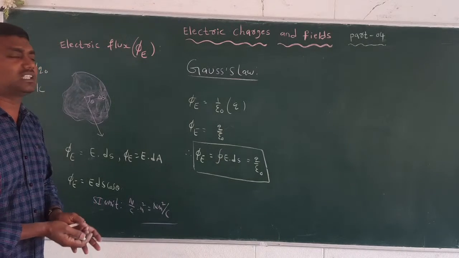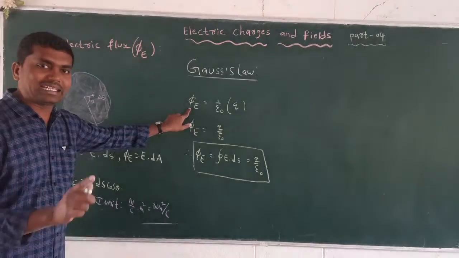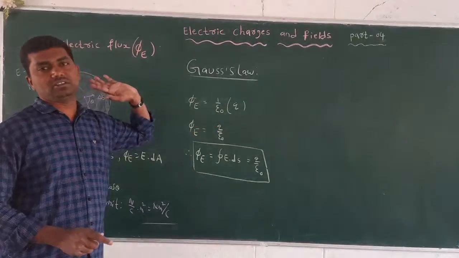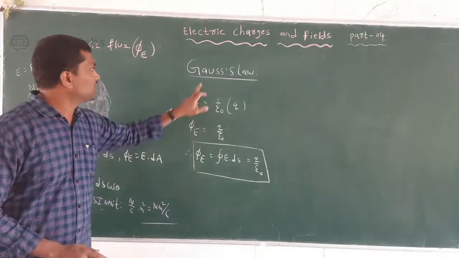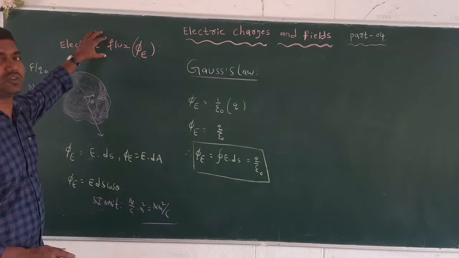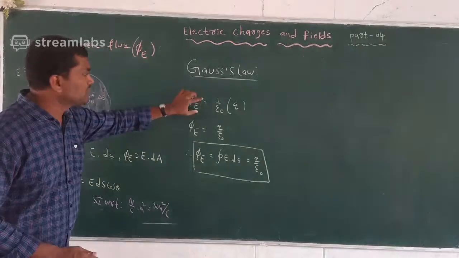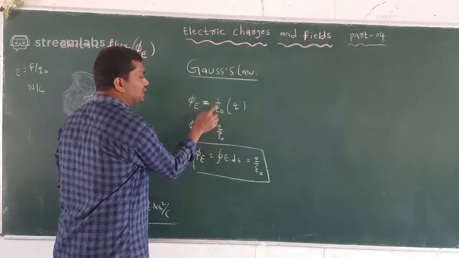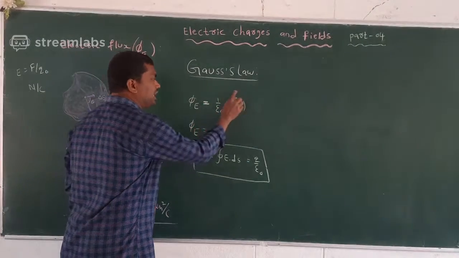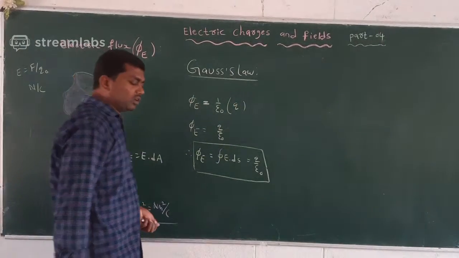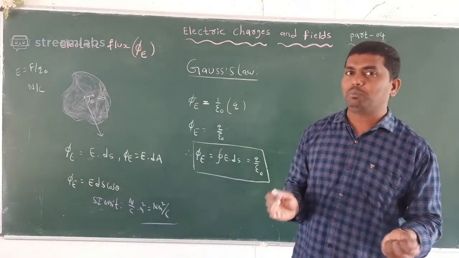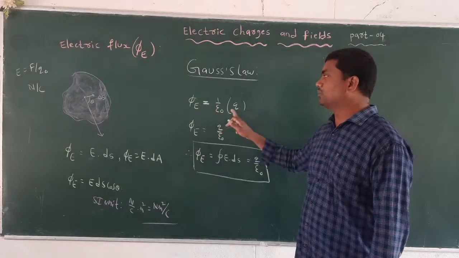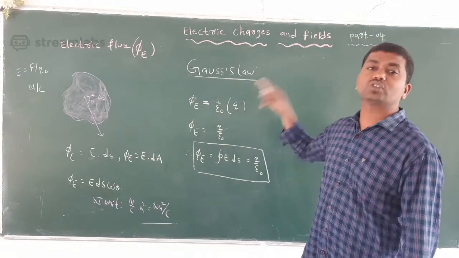So simply, the definition of Gauss law: the total electric flux, pi suffix E, is equal to 1 by epsilon naught times the net charge. So the total electric flux passed through any closed surface is equal to 1 by epsilon naught times the total charge, the net charge on the closed surface.